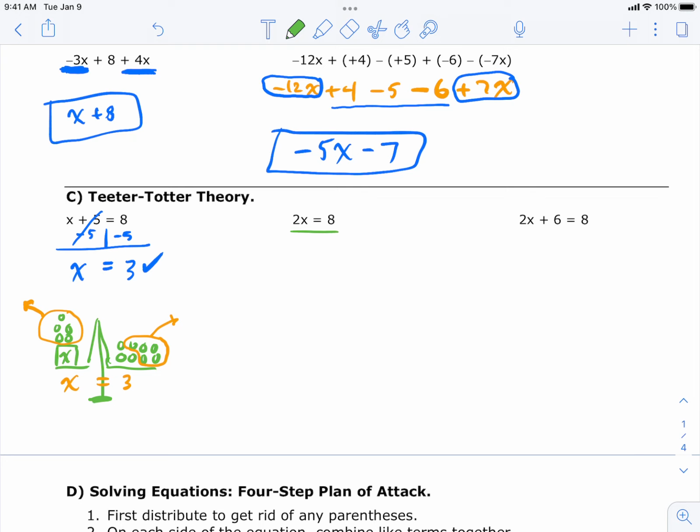I do like taking close looks at these things like this. 2x equals 8. How would I draw that as a teeter-totter, or a balance scale, or whatever you want to call it? Well, the right side has 8 pound weights again. The left side has 2 x boxes. So you got 2 x boxes equals the 8 loose pound weights on the other side.